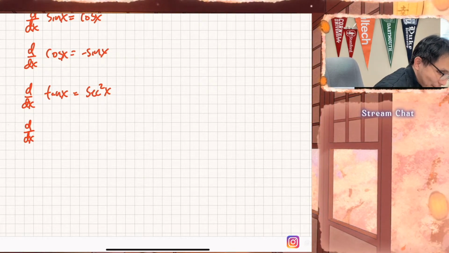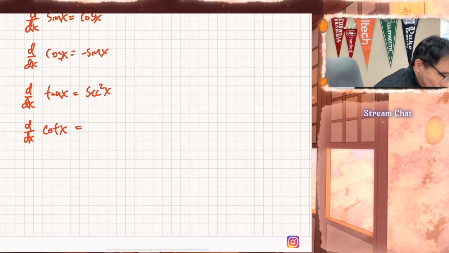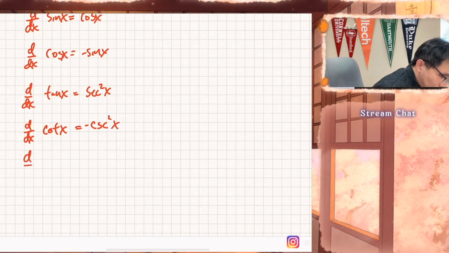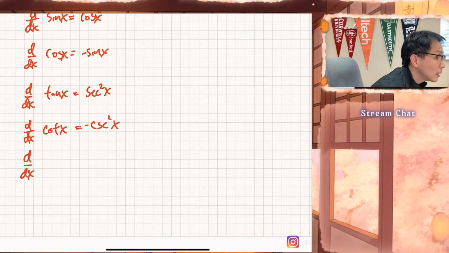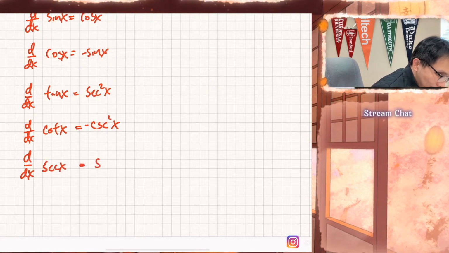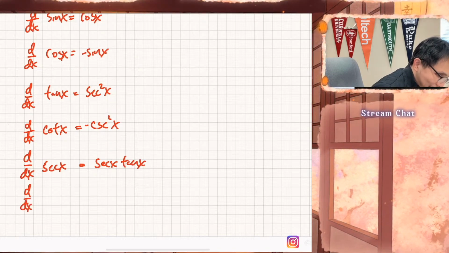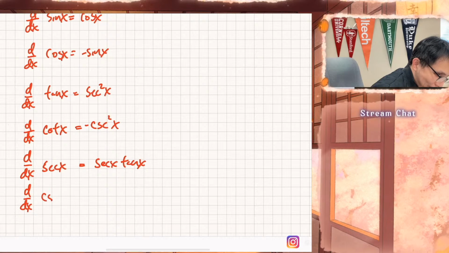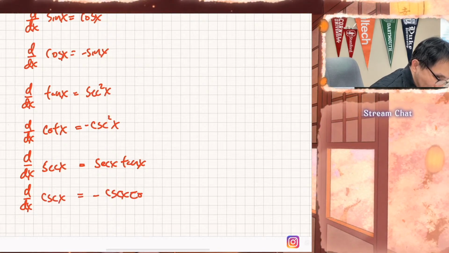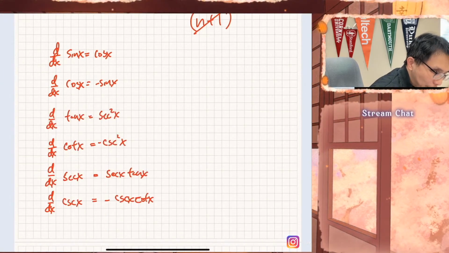Okay, so d/dx of cotangent of x is negative cosecant squared x. d/dx of secant of x is secant x tan x. And of course, the derivative of cosecant is negative cosecant x cotangent x. Okay, so now that means there are integration counterparts.